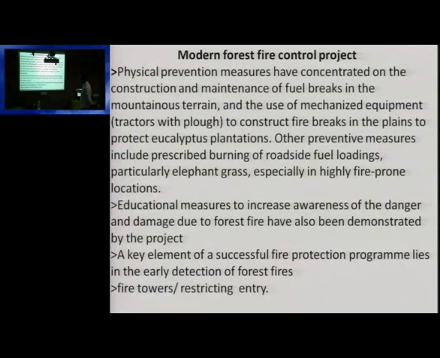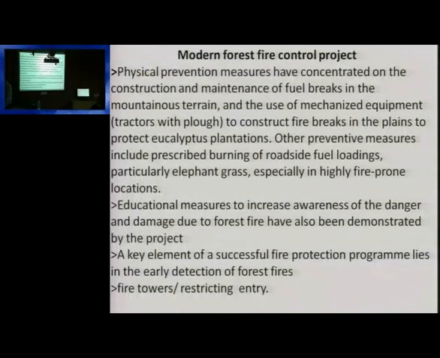Modern forest fire control project. Physical prevention measures, educational measures. A key element of a successful fire protection program lies in early detection. This is very important. Fire towers, restricting entry. See, the simple point is, suppose this is a tract of forest. In summer season, dry leaves are there. And because of anthropogenic, at the same time natural process, the fire catches up and burns the entire forest. If it starts here, it goes into all the regions.